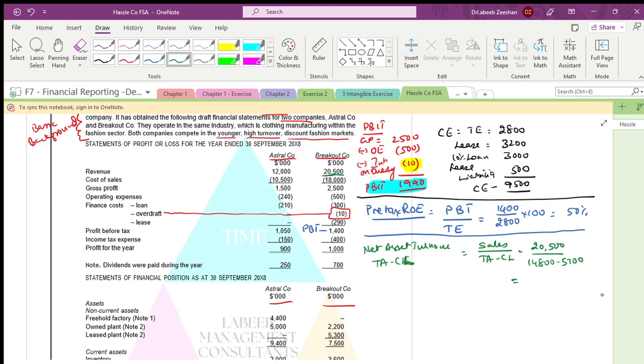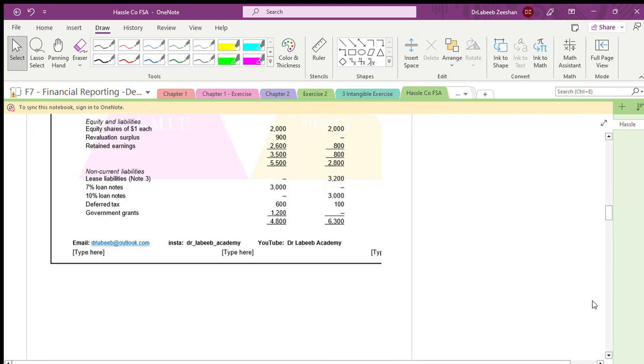2,500 divided by 14,800 minus 5,700. It comes to how much? 2.25 times. Okay, 2.25. There will be small plus or minus differences. Don't worry about those things. Yes, 2.25.